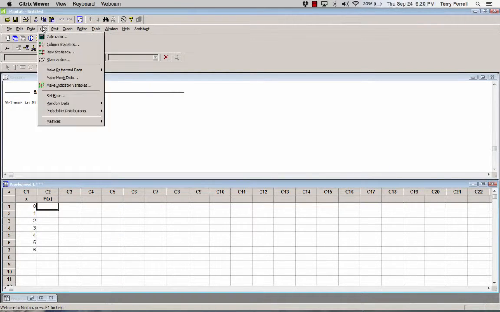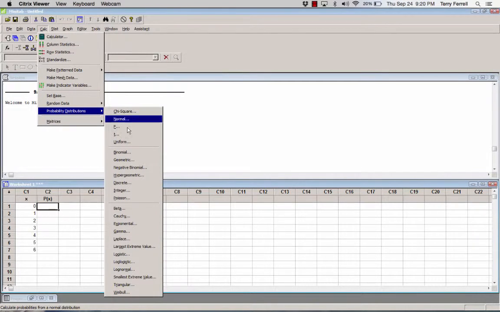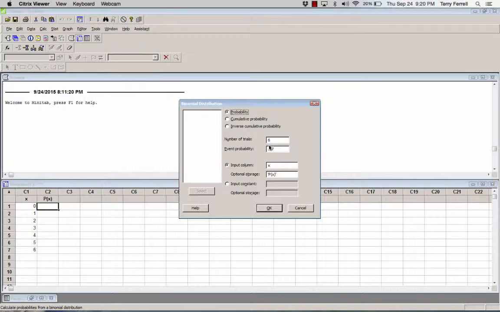Then I'm going to go back to Calc. I'm going to go to probability distributions, binomial, and then here I'm going to type in 0.38. Number of trials is 6. 0.38 was the probability of success. And here, that's from the last problem, just to show you.